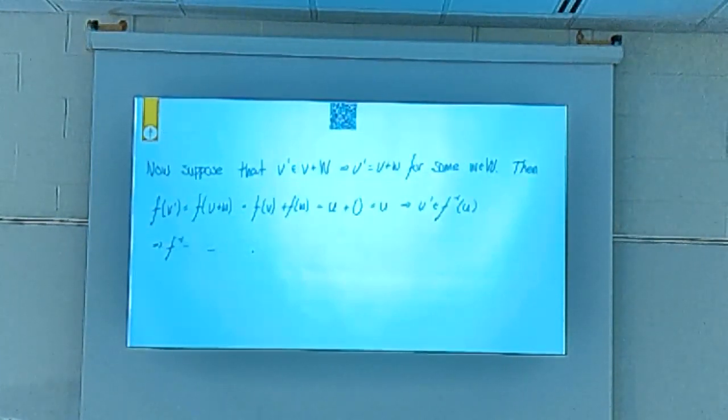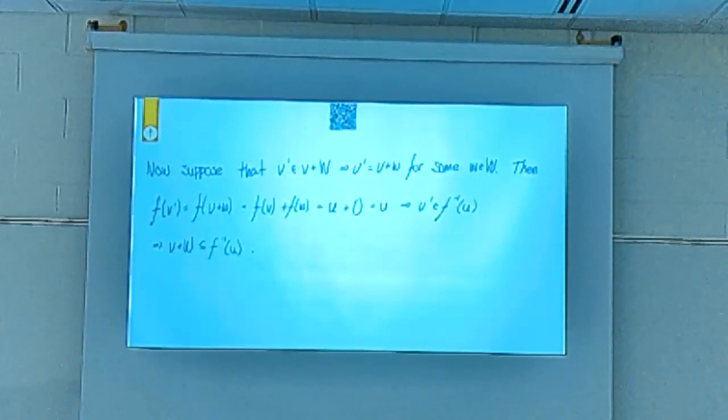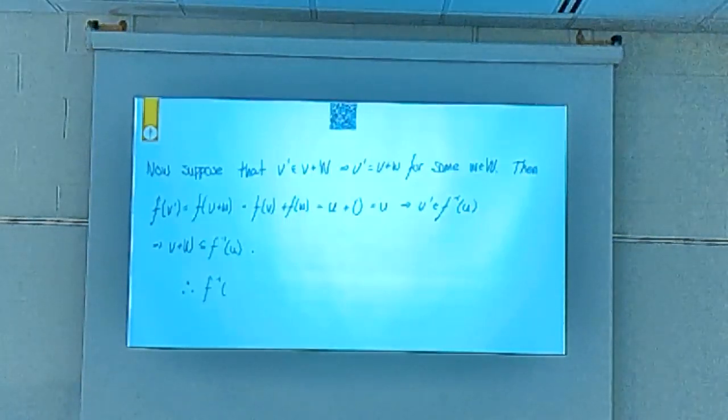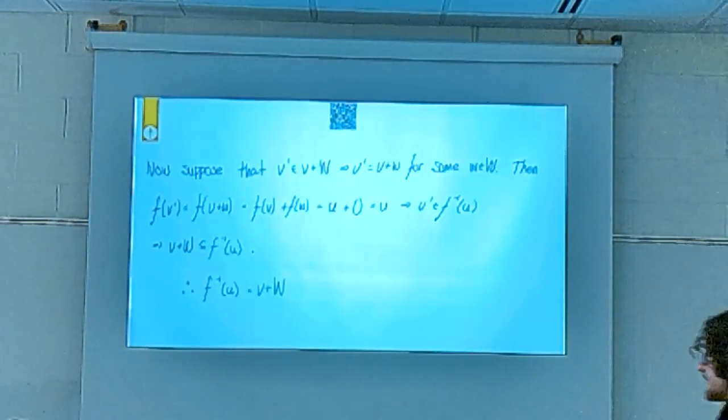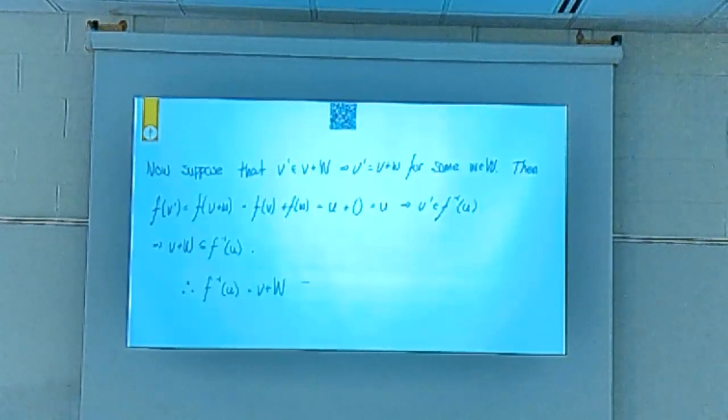I started with V plus W. V plus W is a subset of the pre-image. So we've shown that the pre-image is a subset of the coset, and the coset is a subset of the pre-image. Therefore, they're the same, which is precisely what we wanted. The coset is the pre-image of U.